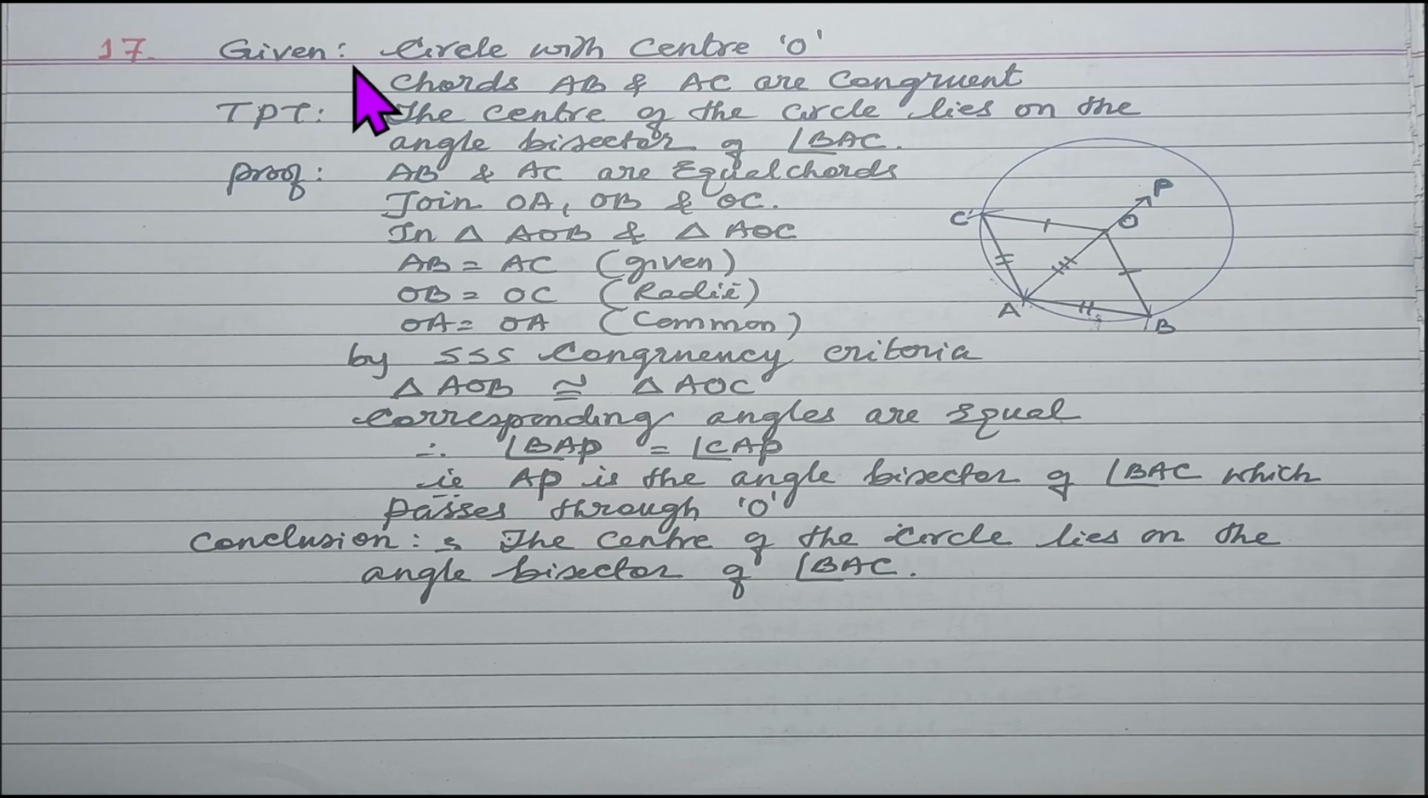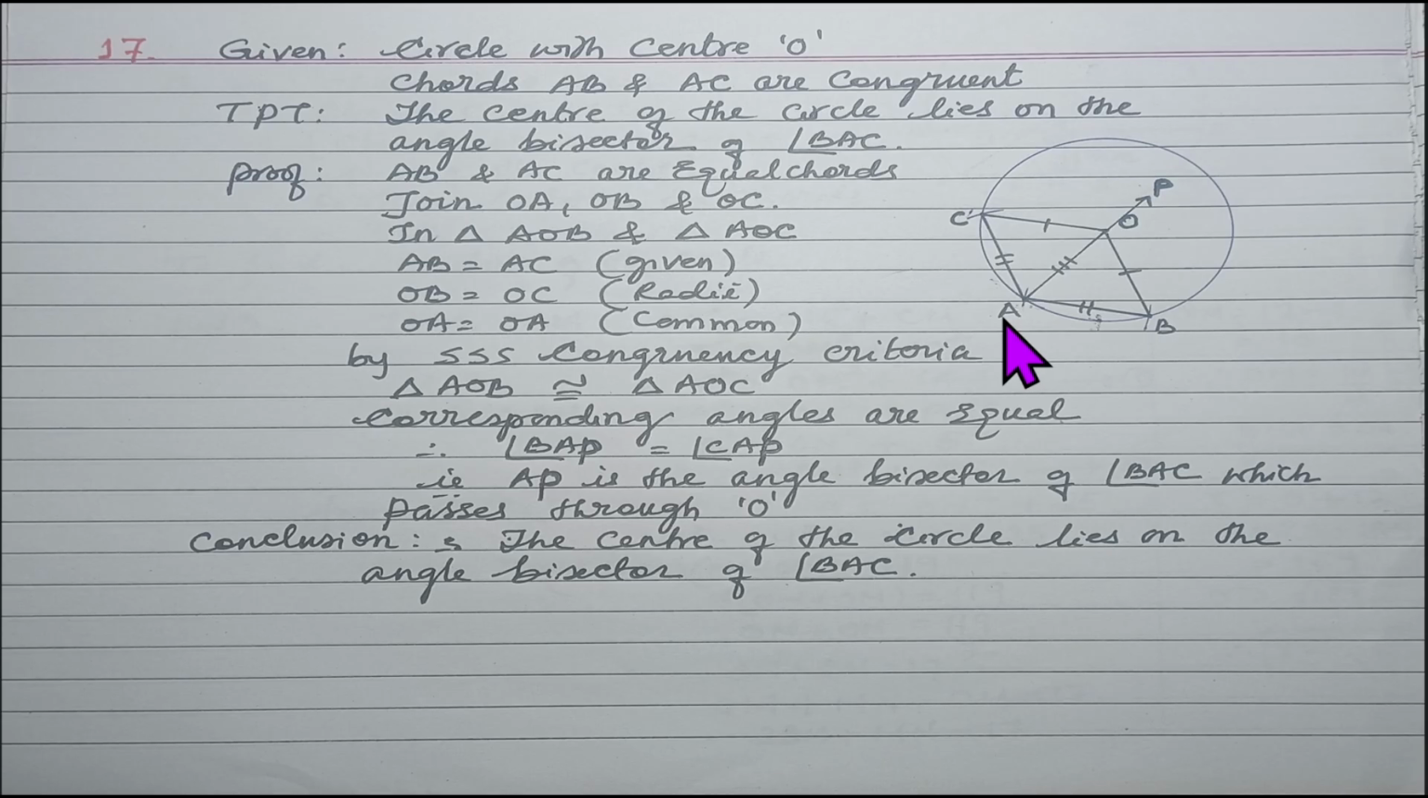Now in the 17th example we are given a circle with center O. Chords AB and AC are congruent. Now we have to prove that the center of the circle lies on the angle bisector of angle BAC.